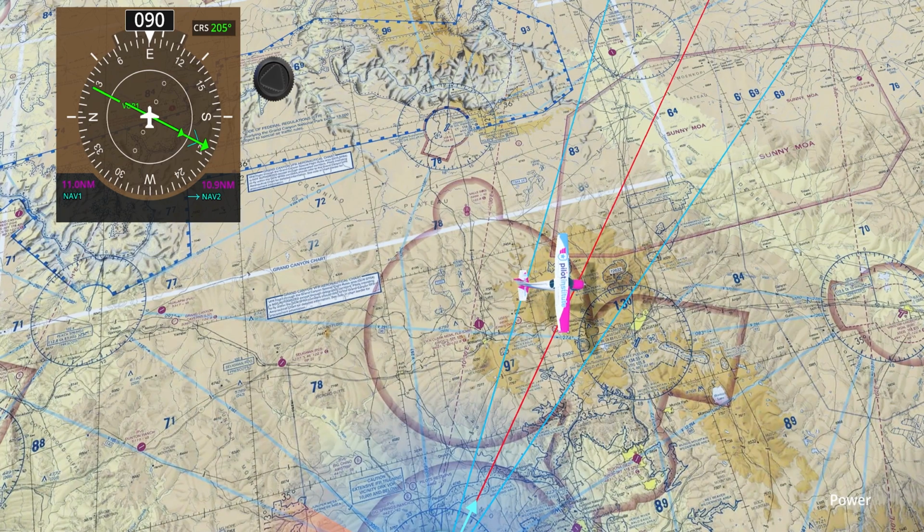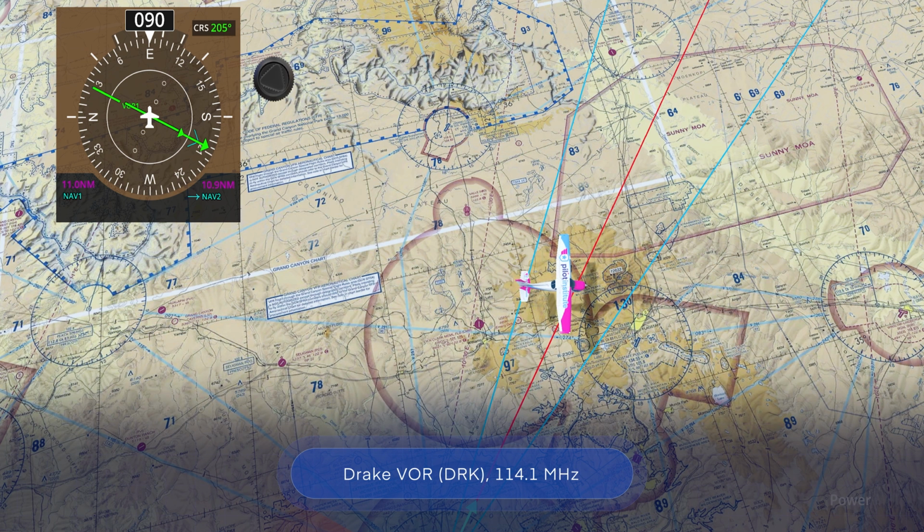Alright, let's track towards a VOR. Right now, we're tuned to the Drake VOR, Delta Romeo Kilo, just northwest of Prescott. Now, we need to set a course that's going to take us to the VOR. I'm going to do something here that you can do in a real airplane. I'm going to hover in place, okay?